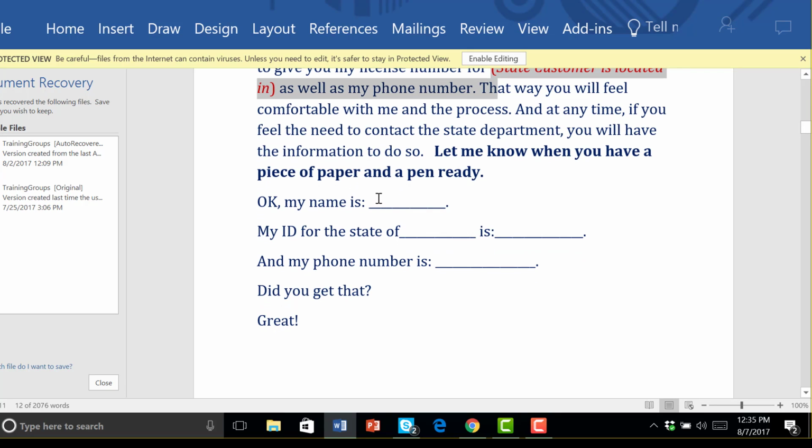Okay. My name is Scott Gifford. My ID for the state of Ohio is 1234567. My phone number is da-da-dum. Did you get that? Great.